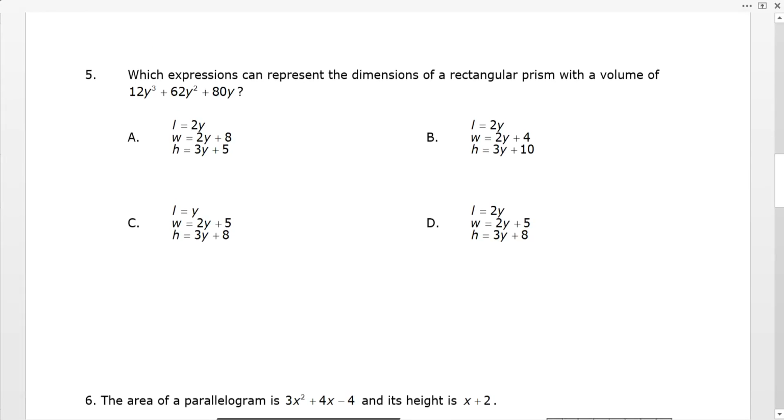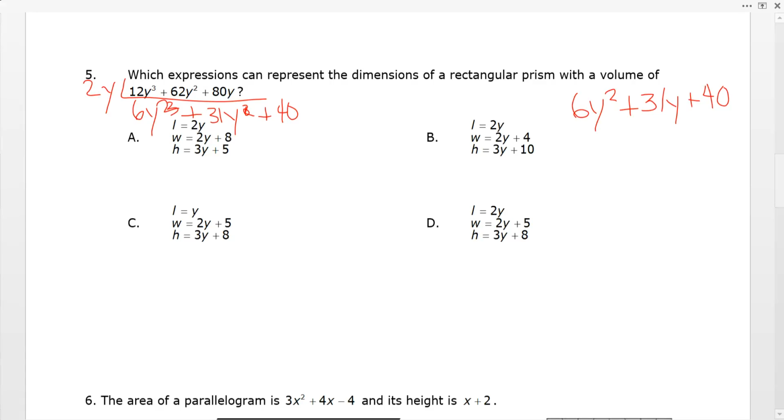Okay, all we're doing in number 5 is multiplying all these answer choices together, or factoring, to see which one's right. So let's go ahead and factor, since that's what we've been doing. I have a common factor, which is y, and what goes into 12 and 62 and 80? I have no idea. It's 2, I guess. 6y cubed plus 31y squared plus 40. Nope, not y squared. Okay, so now I have 6y squared plus 31y plus 40, which is not particularly smaller, but okay.